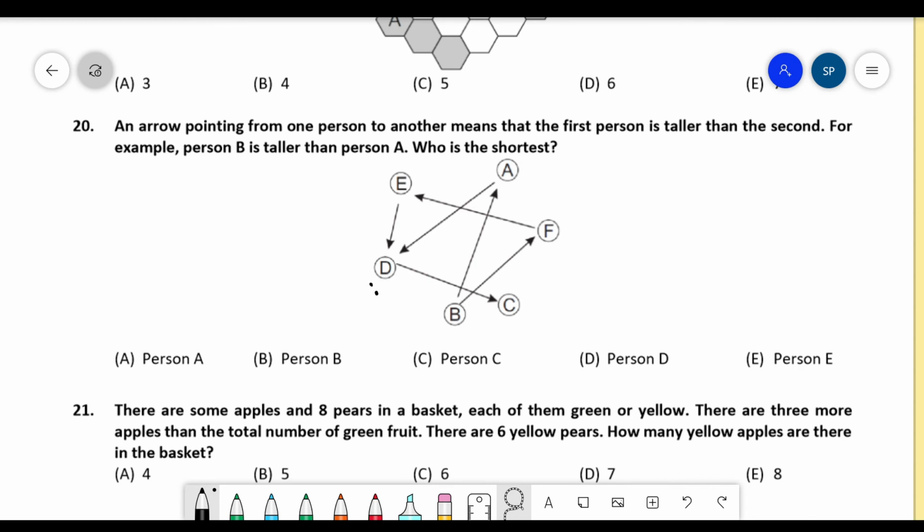So we might think it's obvious that person D is it. But we also have another arrow going from person D all the way to person C. And there's no one smaller than person C because they don't have any arrows going out. That means person C is the smallest, so that's option C.